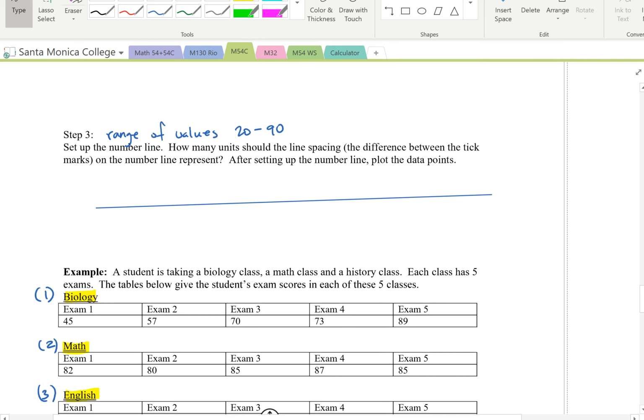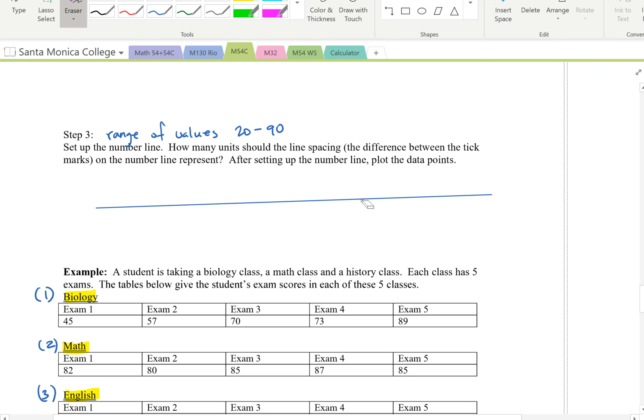And again, remember my range is from 20 to 90. So I can start with 20. I can do an increment of 10: 20, 30, 40, 50, 60, 70, 80, and 90. I can also do an increment of 5: 20, 25, 30, 35. Let's start with the 10 first. If we need it, we can cut down further.